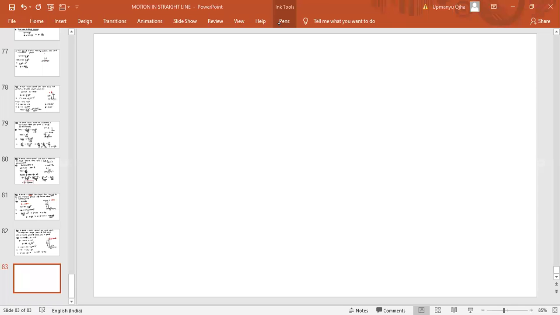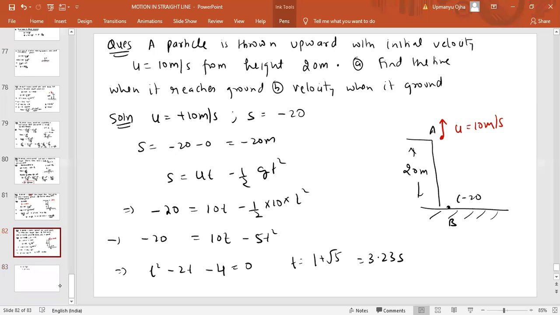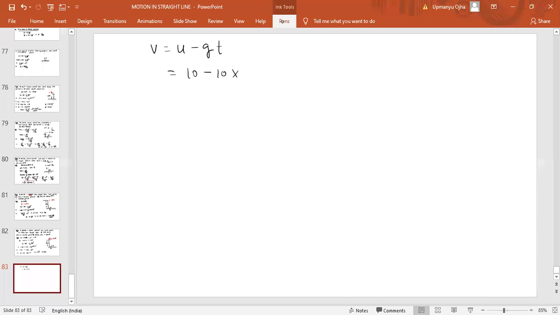Yes, velocity will be v equal to u minus gt. Okay, u is 10, g is minus 10, into the time taken. The time taken we found as 3.23 seconds. So that will come as 32.3 minus 10, which means minus 22.3 meter per second is the velocity. Okay, fine.